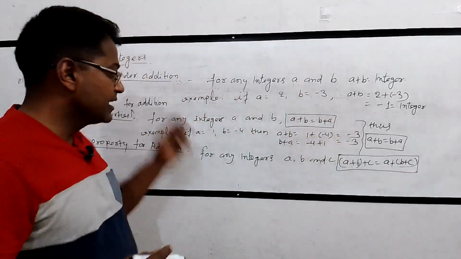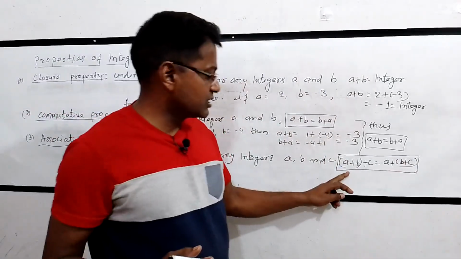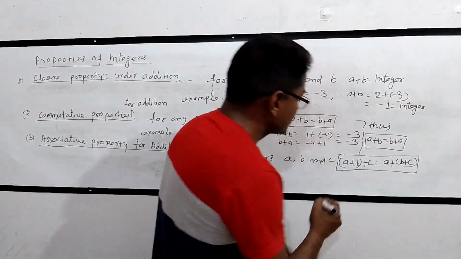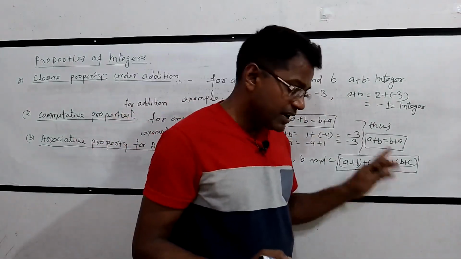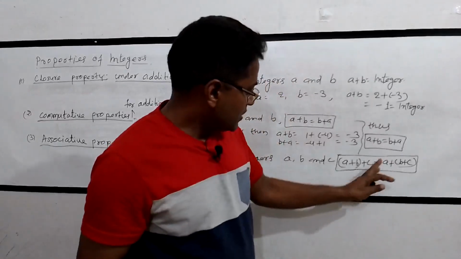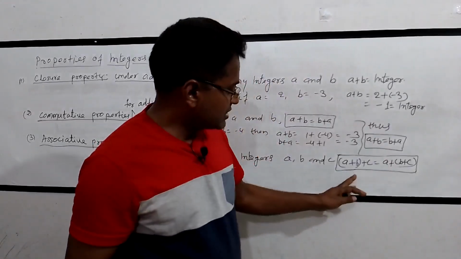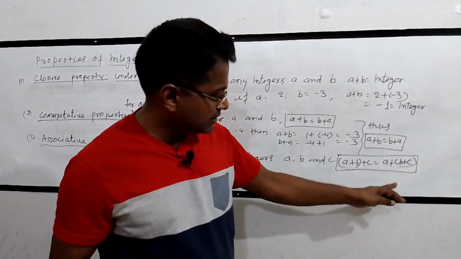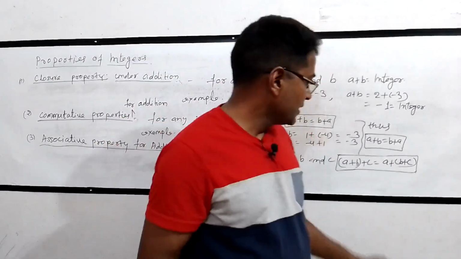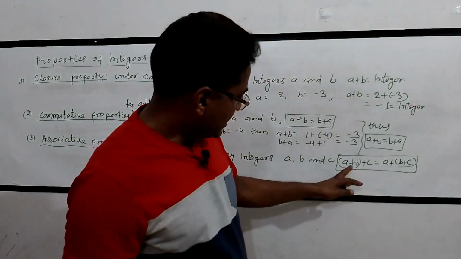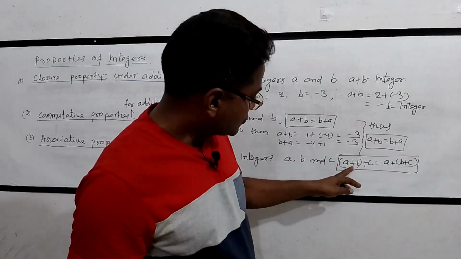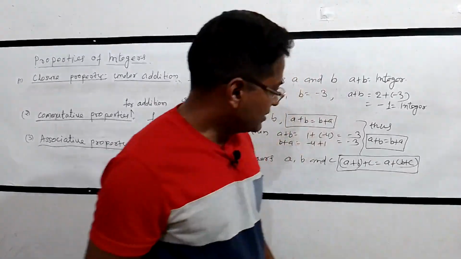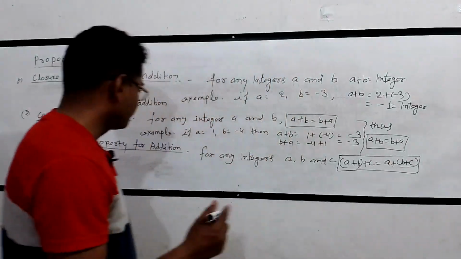It means that if we make the association of a plus b and add c along with it, then it will be equal to the case where we break that association. Here a plus b are in association in one case and b plus c are in association in the other, but the final result will be the same.